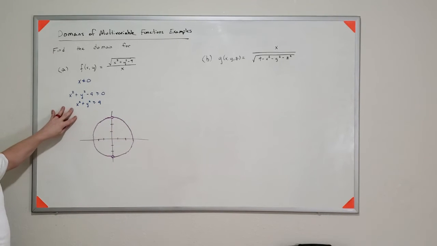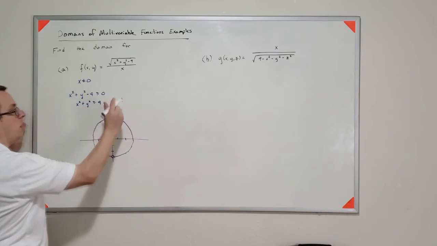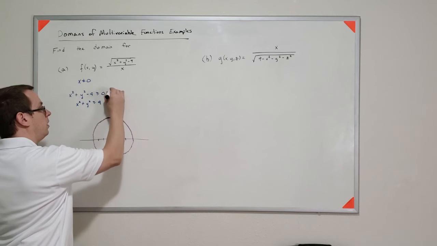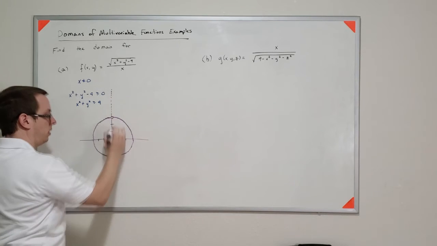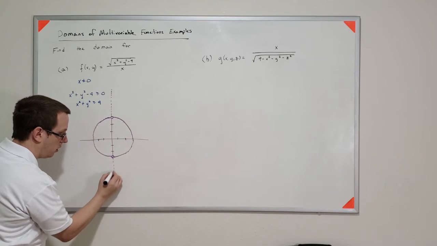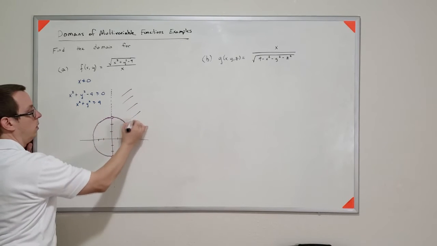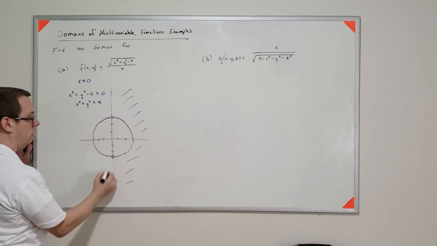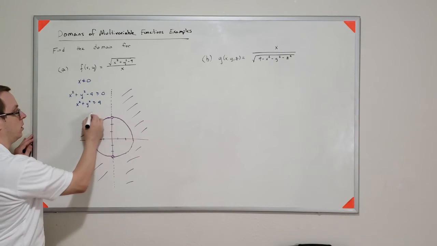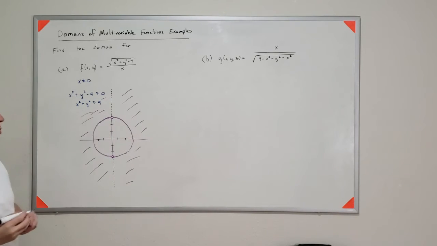And then since we know we can have values that are greater than 9, it goes on to infinity, except none of the values where x is 0. So you would shade it in like that.